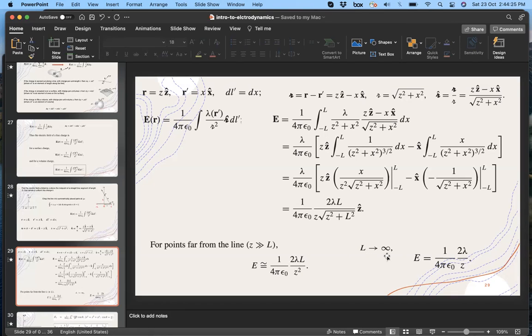And also, if L is very large, like your line charge is very, very long, or you want to measure the electric field very near the line charge, then this reduces to this expression. So these are very important formulas which one should understand in terms of the physics as well.